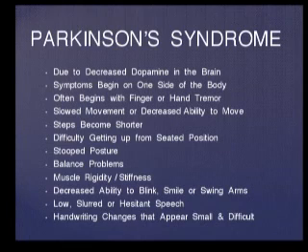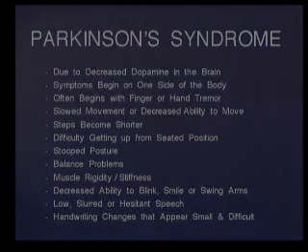Parkinson's disease is due to decreased dopamine in the brain. The symptoms usually begin on one side of the body. It often begins with finger or hand tremor. There is slowed movement or decreased ability to move. The steps become shorter. There's difficulty getting up from a seated position. They have a stooped posture, balance problems, muscle rigidity and stiffness, decreased ability to blink, smile, or swing their arms, low, slurred, or hesitant speech, and handwriting changes that appear small and difficult.